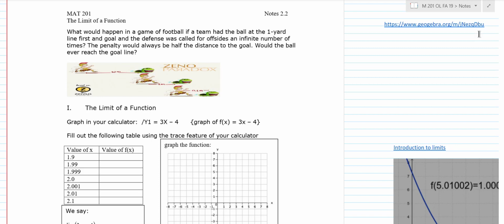All right, a nice little introduction to Calc 1, the limit of a function.